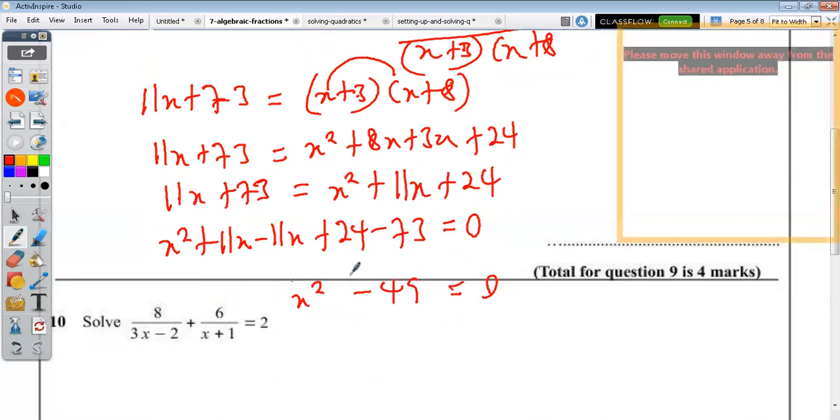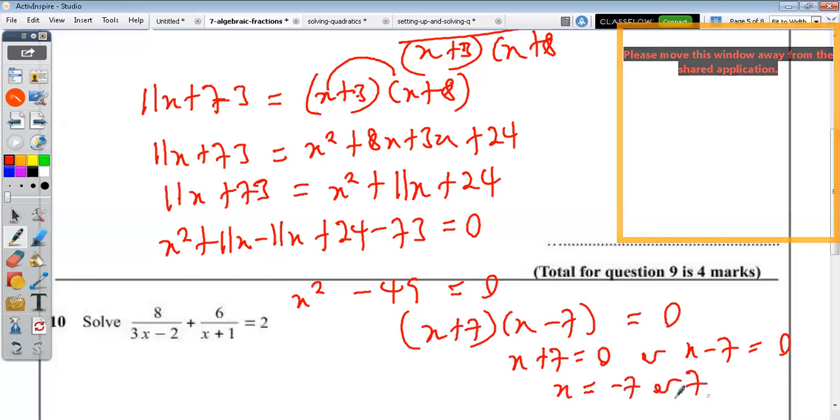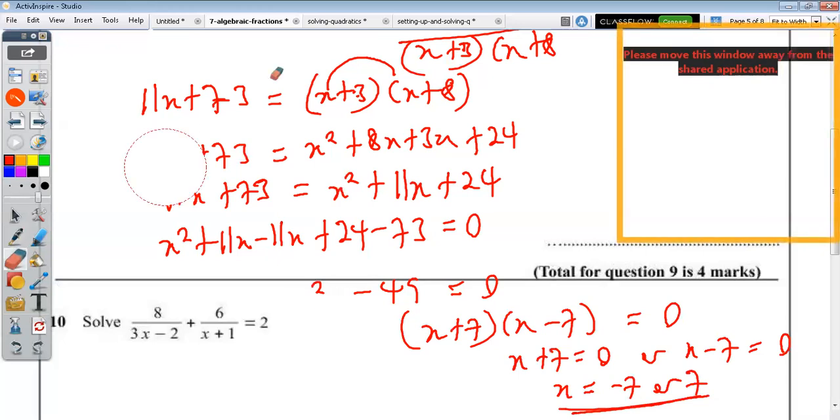And we said this is a difference of two squares. Therefore, taking the square root, x plus 7 brackets x minus 7 is equal to 0. So it means x plus 7 is equal to 0, or x minus 7 is equal to 0, which means x is equal to negative 7 or 7. When you move that positive, this becomes negative 7. Is that clear, Danai? Yes, sir.